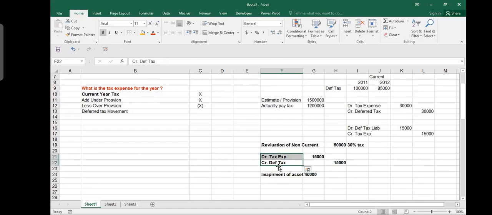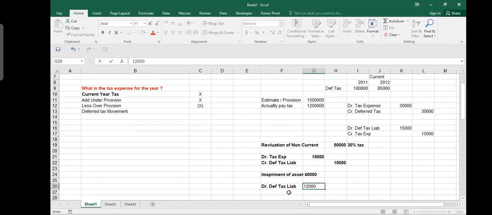I'm sorry, debit deferred tax. This is payable actually. Deferred tax liability. So debit deferred tax liability and credit tax expense. I would say debit deferred tax liability. My deferred tax liability will decrease with 40,000 into 30%, $12,000. And I would say credit my tax expense, $12,000.